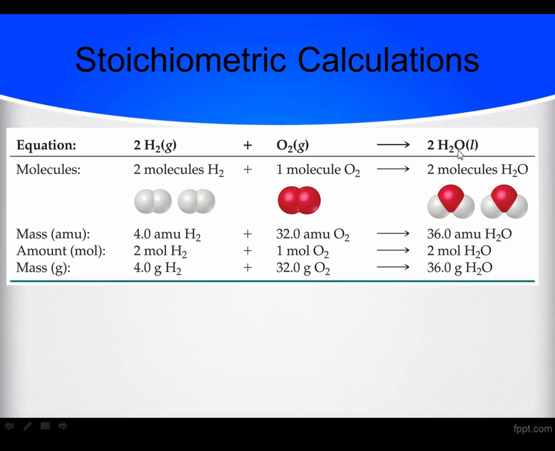Or since we can't really deal with molecules, we could deal with moles, right? 2 moles of hydrogen, so double Avogadro's number worth of molecules, plus 1 times Avogadro's number of oxygen gives me 2 times Avogadro's number of water. 2 moles to 1 mole to 2 mole. So we can talk about these ratios easiest by comparing moles. And you guys already know that moles are probably one of the chemist's best friends.